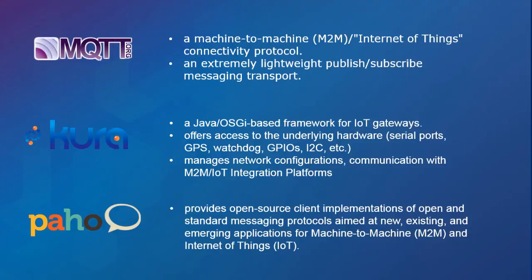MQTT is a protocol that is popular in the Internet of Things world because it's lightweight and has low bandwidth requirements. It employs a publish-subscribe model. And QRAR is an application framework that allows the IoT devices to communicate with underlying hardware such as sensors and actuators, and then also with the IoT integration platform. And Paho is a library that facilitates the communication with the MQTT protocol. It comes with different flavors. We used its Java-based library in our custom transport to publish and subscribe data from the MQTT broker.